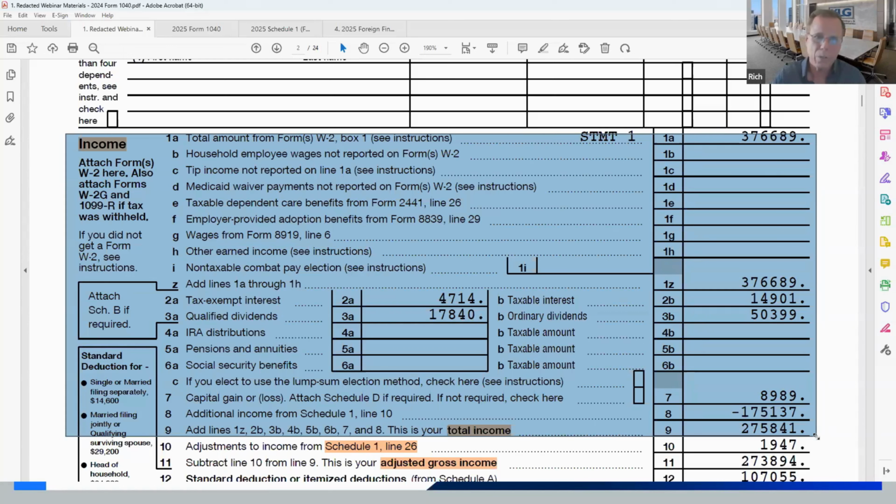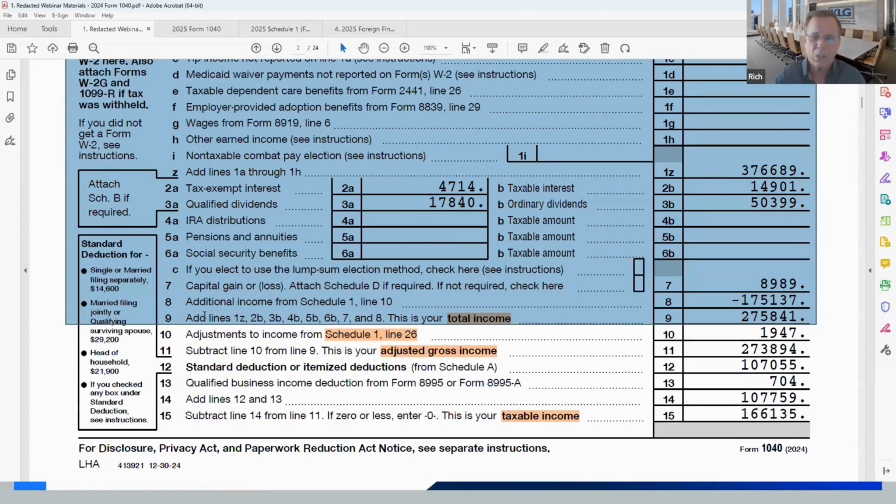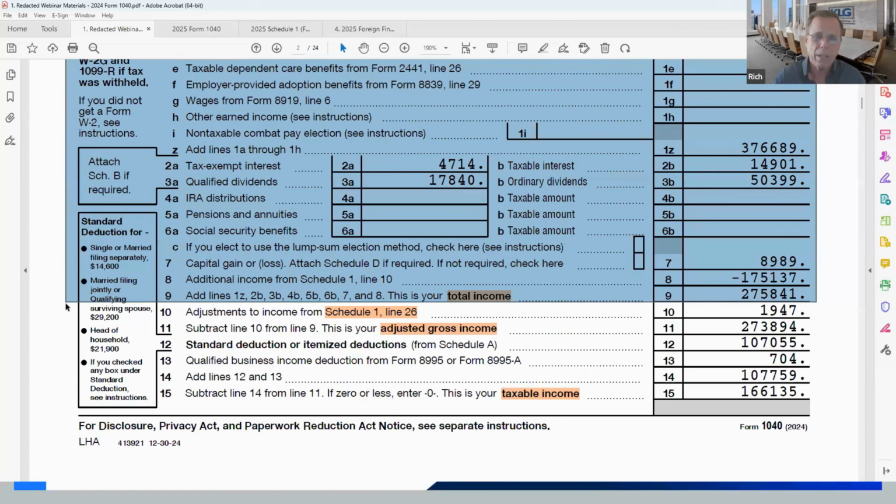Also, in the matrimonial world, we like to look at the statement of net worth, and we add up their expenses to see if they're meeting a lifestyle. Does the tax return support their lifestyle? There's also adjustments that are made to the total income. So total income we like to look at.